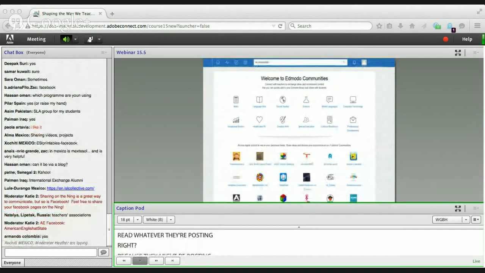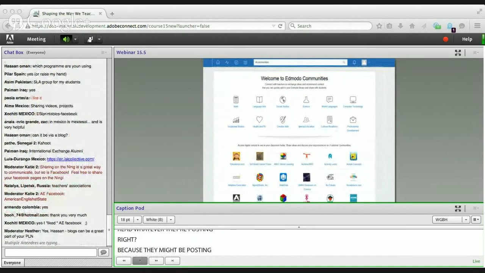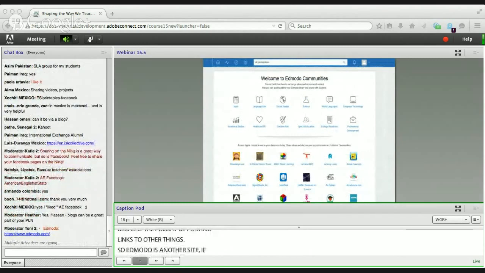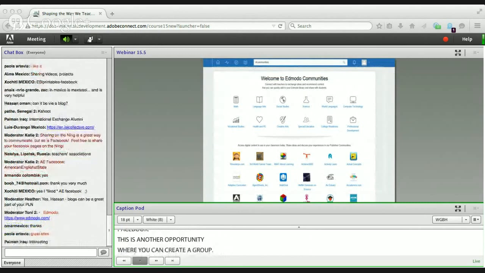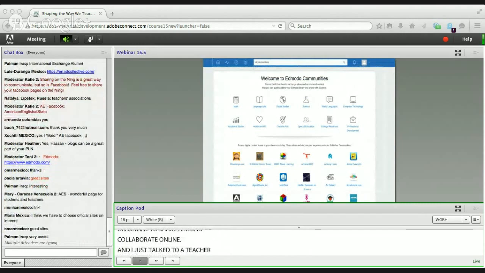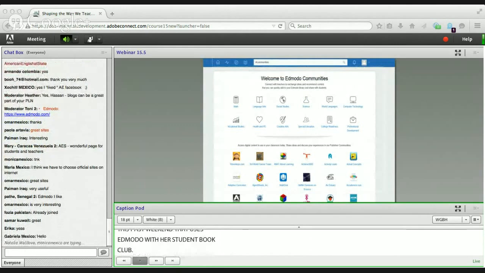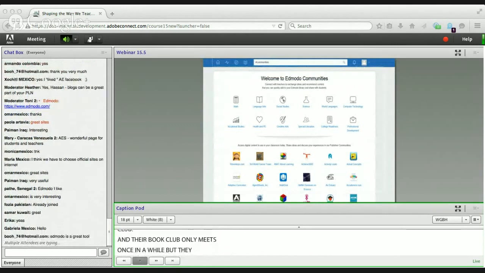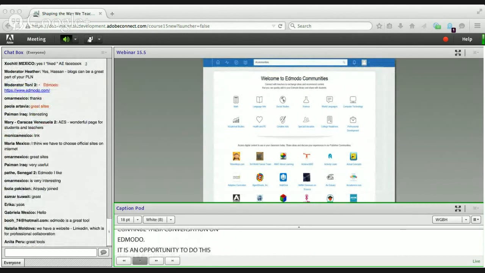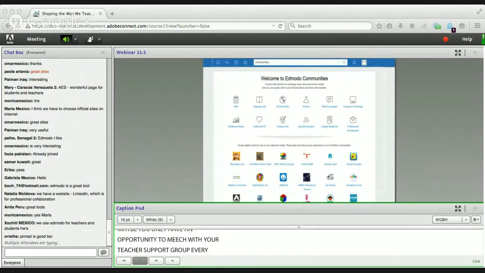Edmodo is another site where you can create a group and share. If you're not on Facebook, or maybe you don't want to be on Facebook, this is another opportunity where you can create a group online to share and collaborate. I just talked to a teacher this past weekend who uses Edmodo with her student book club. Their book club only meets once in a while, but then they continue their conversation on Edmodo. You could do this in conjunction with your teacher support group. Maybe you only have the opportunity to meet with your teacher support group once every other month, due to everyone's time constraints. Or you could post some pre-questions and post-questions, kind of like we do here on Edmodo.